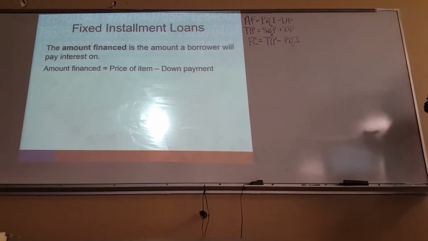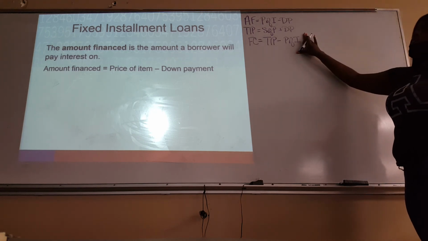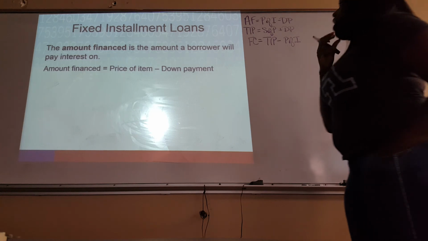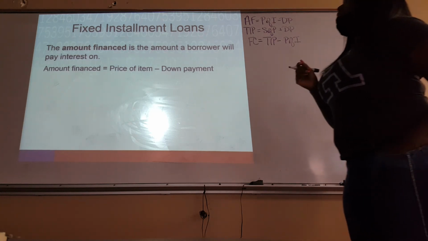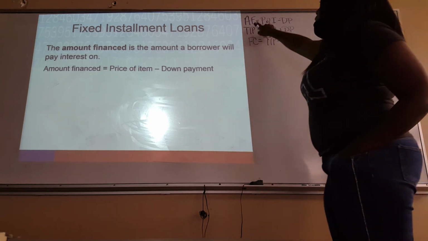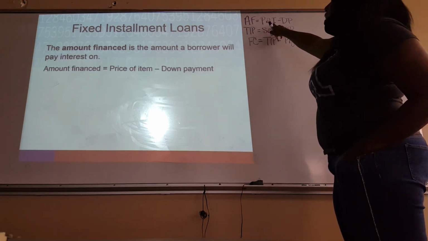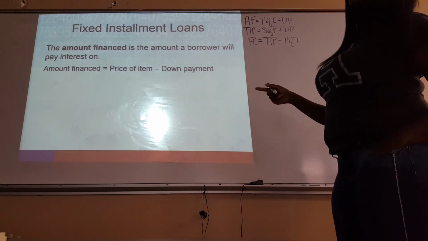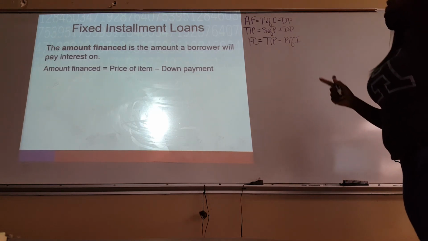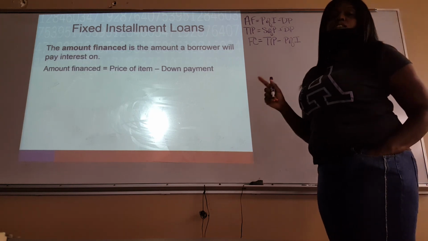So there are three equations that you see already here on the board that we're going to talk about when we're talking about fixed installment loans. We have the amount financed, which is the amount a borrower will pay interest on. That equation is amount financed is equal to the price of the item minus the down payment. Remember, the amount financed is the amount that you will borrow, and that's the amount you will pay interest on.